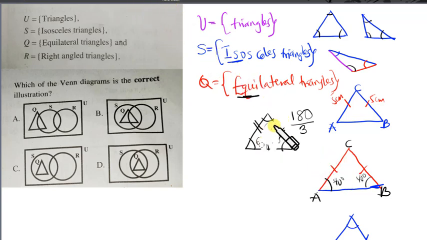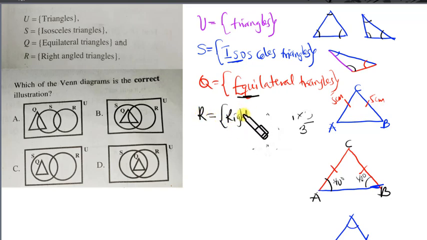So we look at the set R here too. So let's go on to the set R. And what does the set R say? The set R also says that it's a set of right angle triangles. R is equal to right angled triangles.